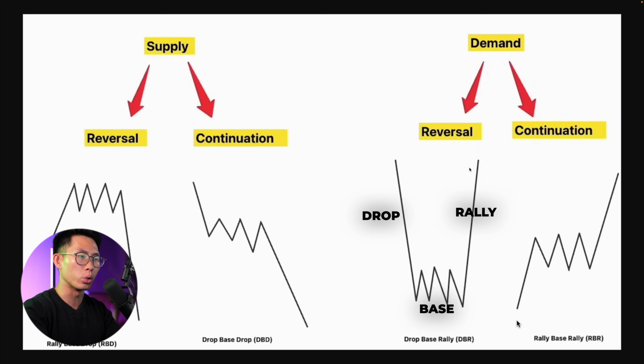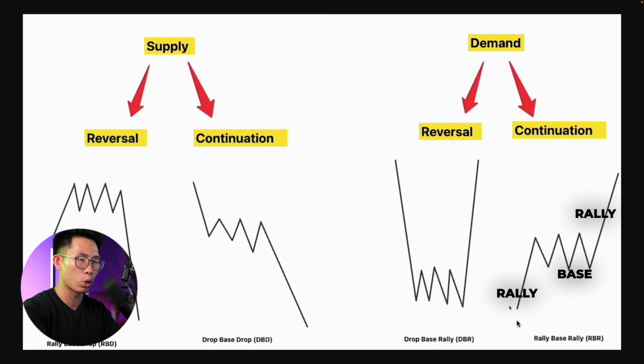And then for your demand zones, this is what a reversal will look like, your drop base rally. So it's basically when price drops, starts consolidating, and starts reversing and heading back up. And then for your continuation, it's basically your rally base rally. It's basically when price goes up, consolidates, and then continues going up even further.